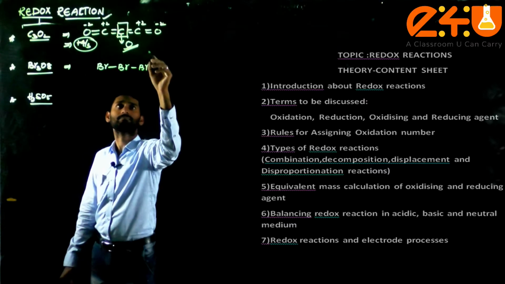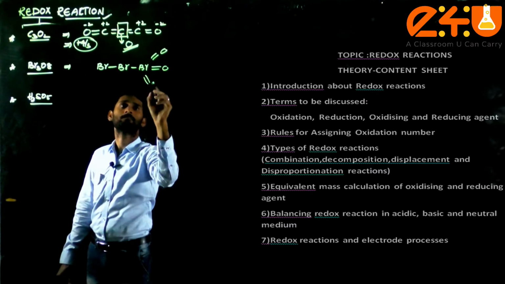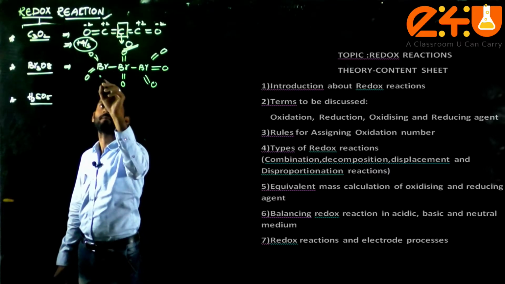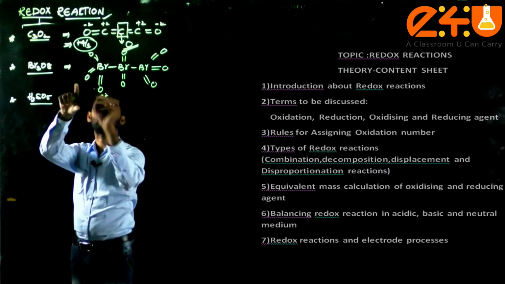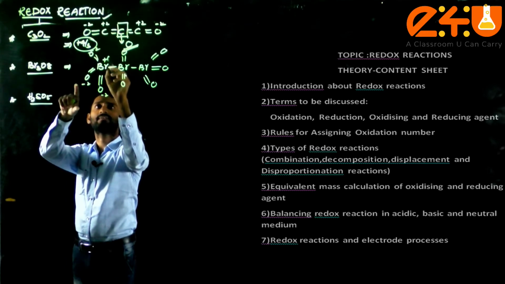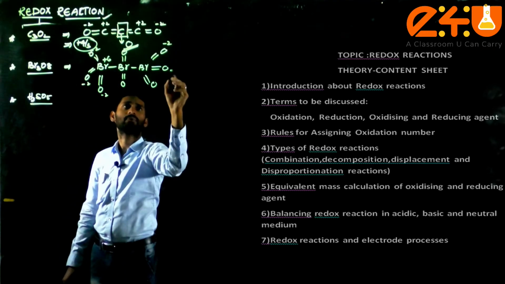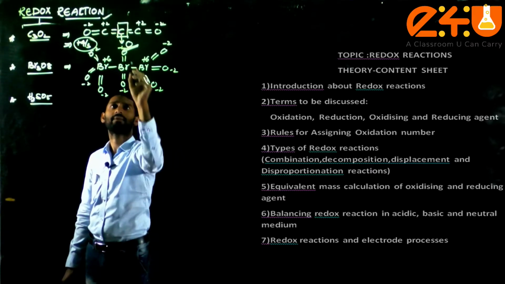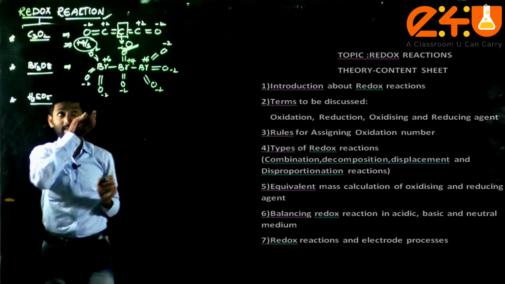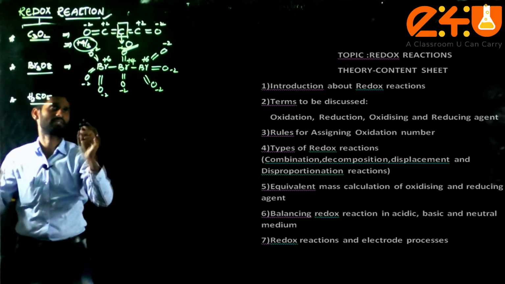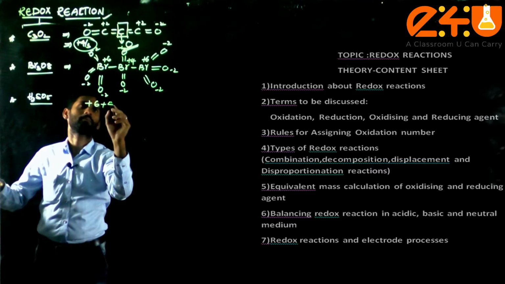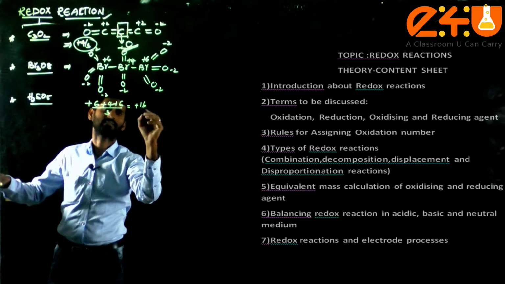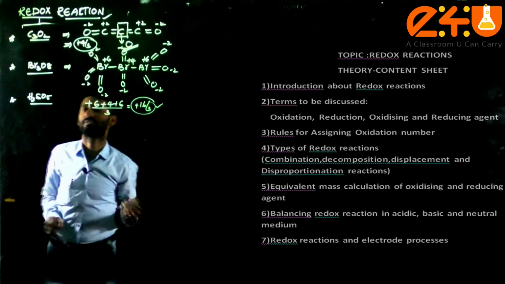Now each oxygen atom is -2, -2, -2. Here what is the charge? +6. Here -2, -2, -2. Charge is +6. Here the oxidation state is +4. If you want to calculate the average oxidation state, how to calculate? +6, +4, +6 divided by 3, that is equal to 16/3. This is the answer. Very important.